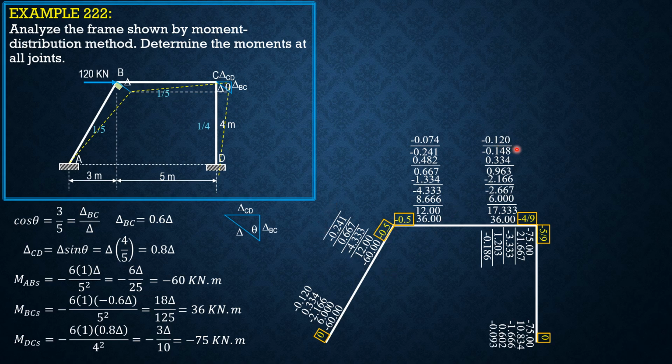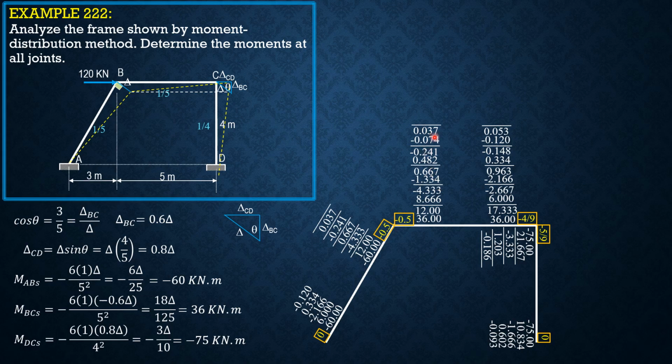Negative 0.12 times negative 4 over 9 is negative 0.053 lakh. Negative 0.12 times negative 5 over 9 is 0.067 lakh. Then carry over, 0. Half of 0.037 is 0.018 lakh. Half of 0.053, 0.026, half of 0.037, 0.018. Then 0 here, half of 0.067 here, 0.034.